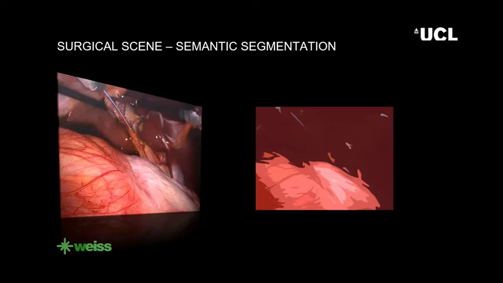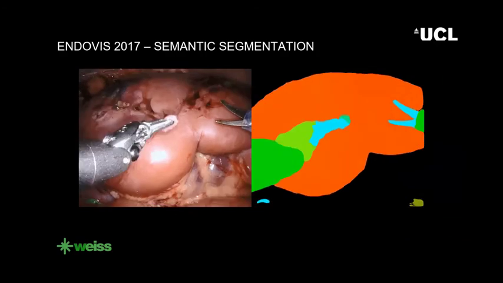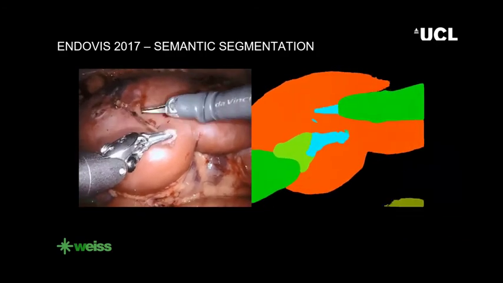Now I'll speak on a few examples of what we've done in the semantic domain. The semantic domain essentially refers to taking an endoscopic or laparoscopic image and then labeling different structures within it. Those could be instruments or organs, critical structures or substructures within organs, and so forth. So this is what a semantic algorithm may look like.